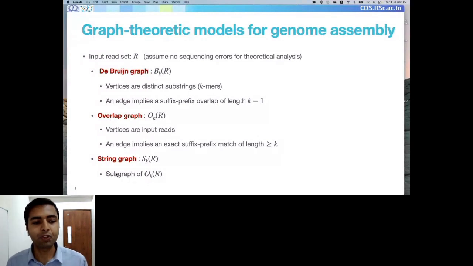Finally, the third type, string graph, can be seen as a subgraph of the overlap graph. So we start with the overlap graph, but it so happens that overlap graphs tend to contain a lot of false and redundant edges. So the string graph prunes, sparsifies the graph and creates a subgraph of the overlap graph, which is subsequently used for genome assembly. So let's see how this graph sparsification is done to construct a string graph.